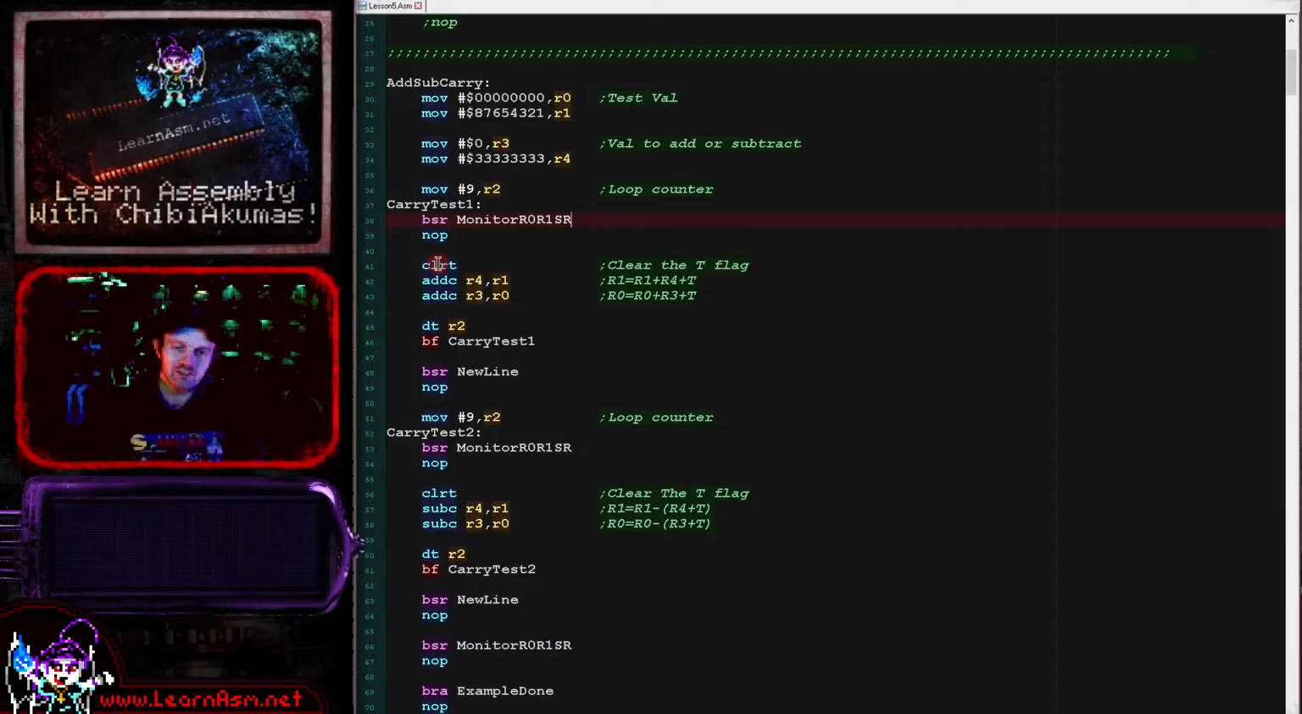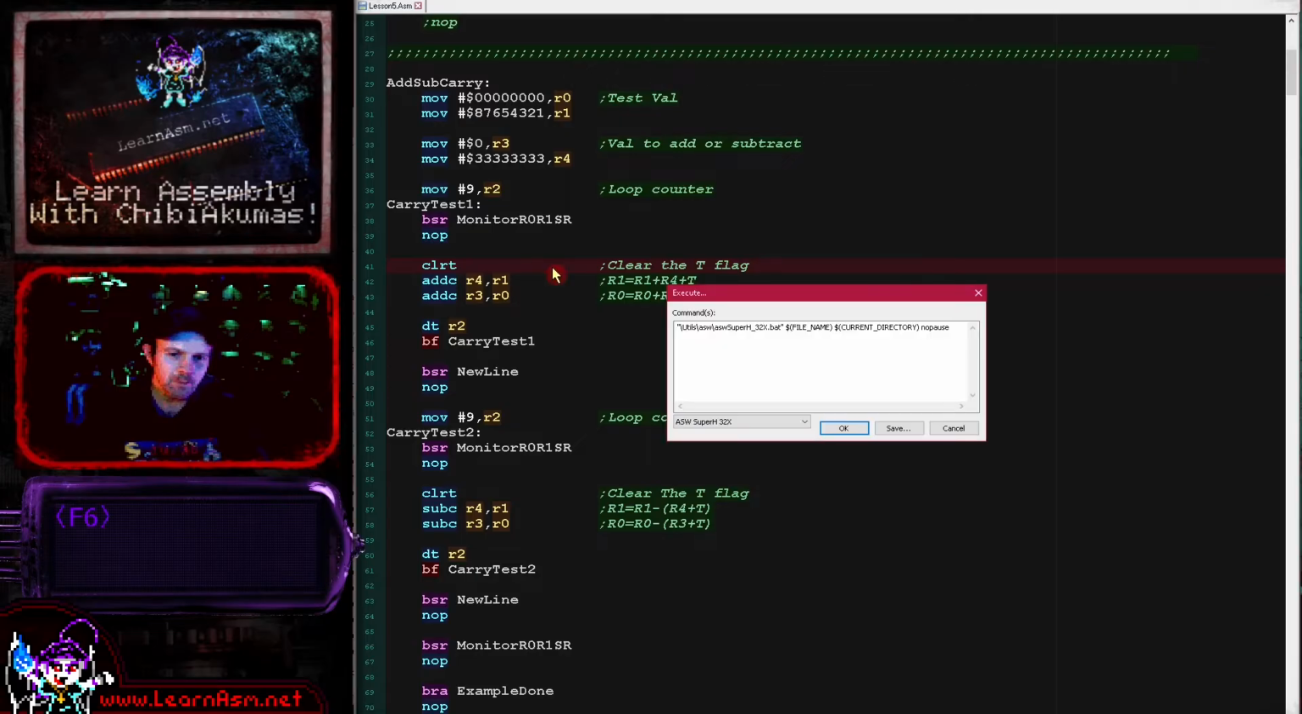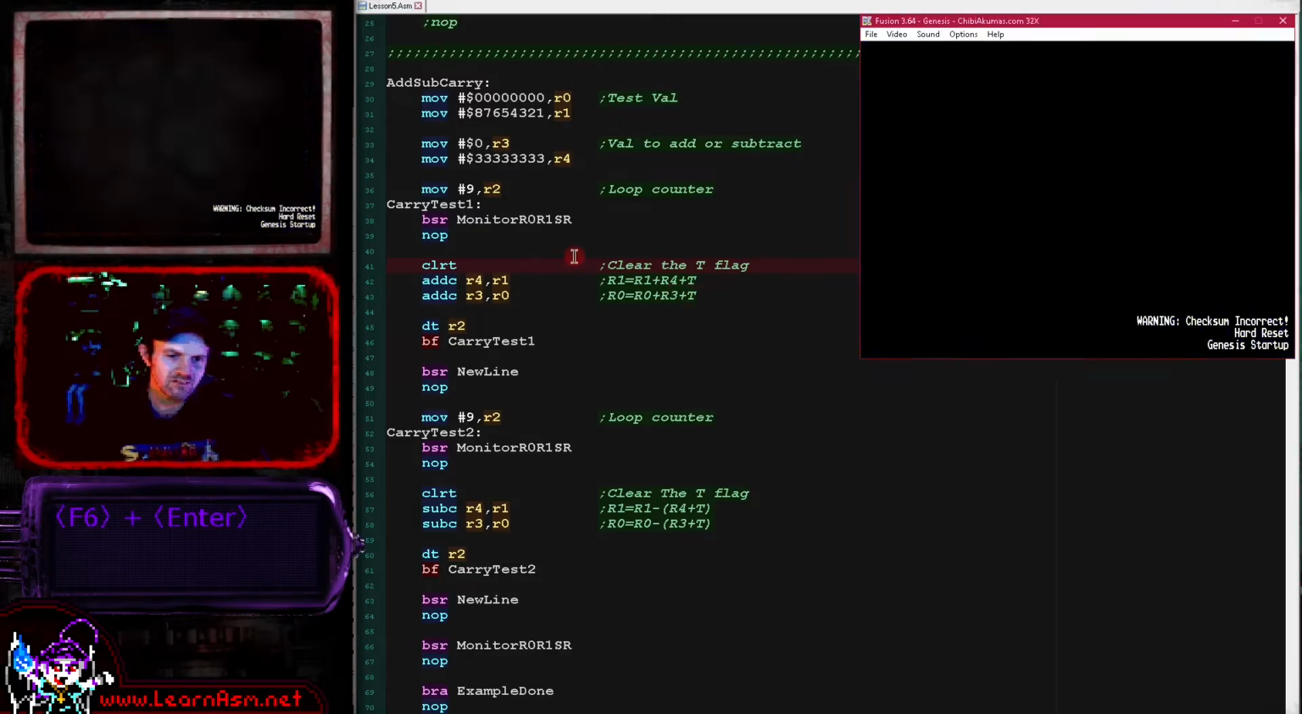We discussed the use of the T flag for carrying bits when we were doing bit shifts last time, but this time it's going to be for a digit that is passed out of an addition or subtraction function. So we're going to use the add C command, which adds and updates the T flag and uses the T flag as part of addition. So let's fire up our emulator and let's see what we got.